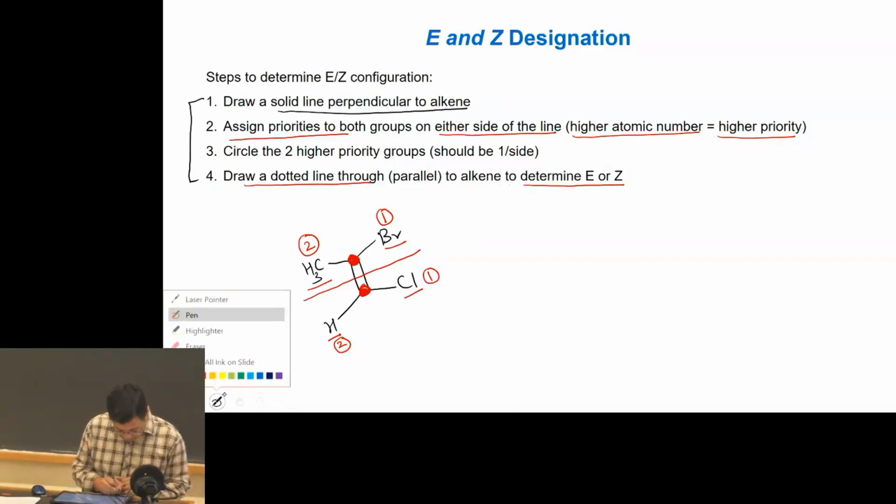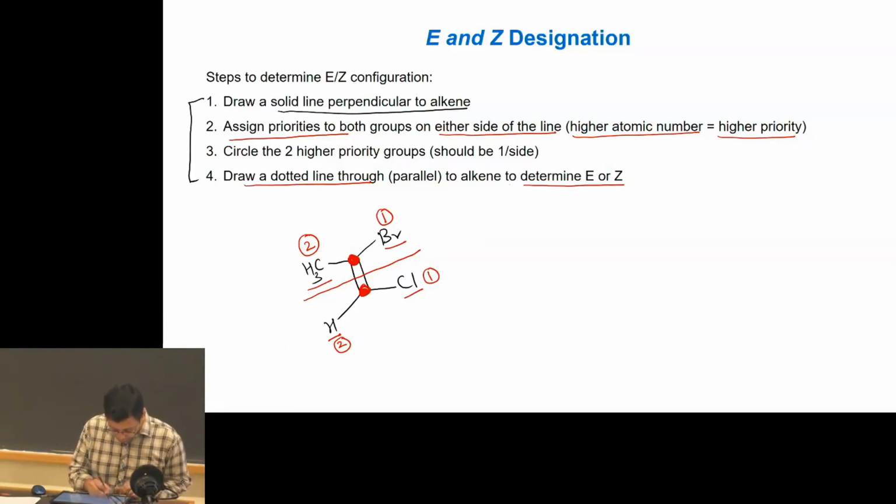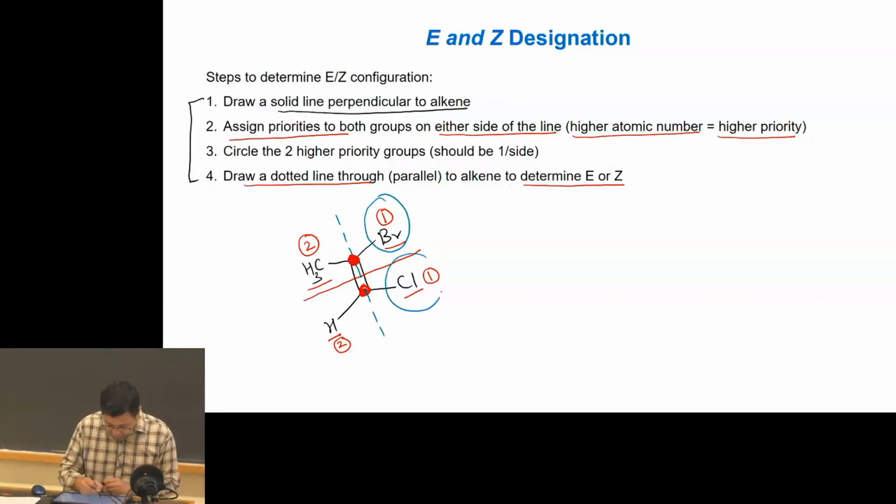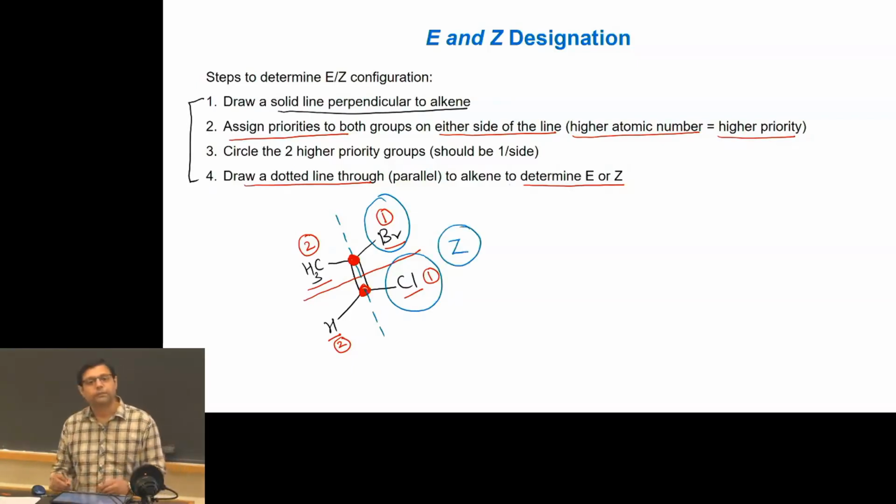So let's do that. You're drawing a dotted line parallel to the double bond. Once you have drawn the dotted line, look for where the higher priority groups are located. The higher priority groups are on the same side of the dotted line, which means this is a Z. All right. So if you follow these steps, it's very straightforward to assign E and Z.